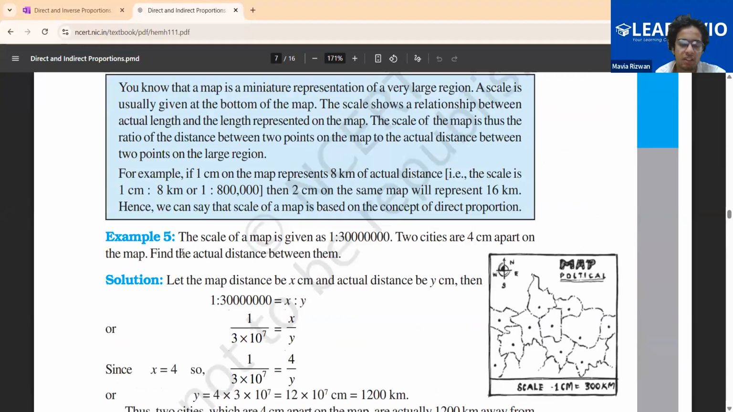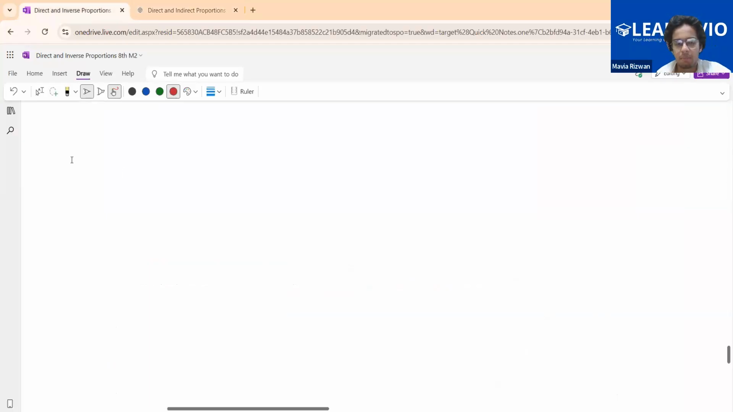Moving on to the next one. The scale of a map is given as this. Two cities are 4 centimeter apart. Find the actual distance between them. What does it mean? I'll tell you. Example number 5 we have.